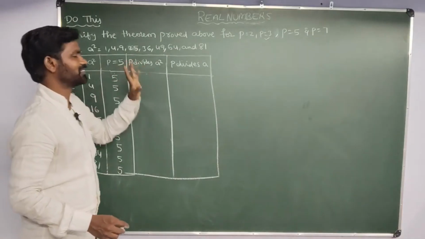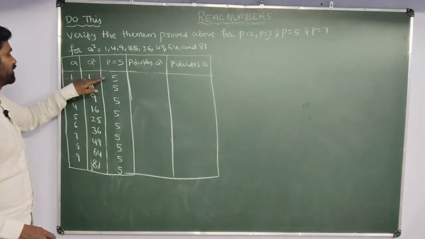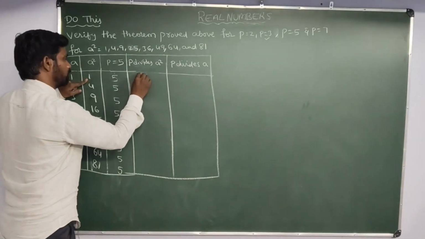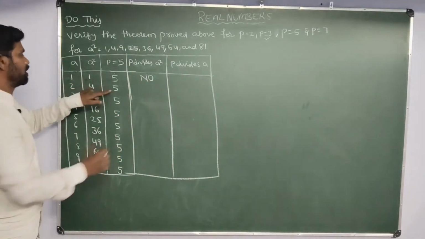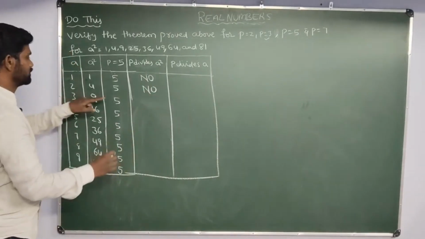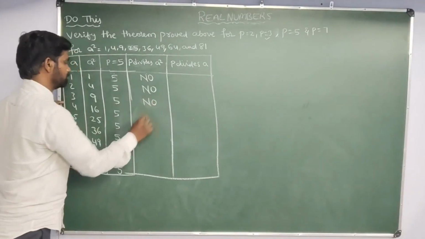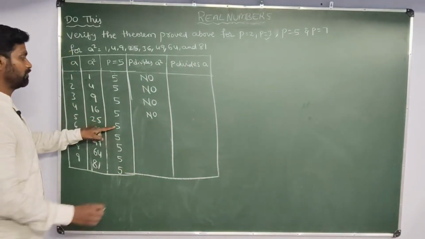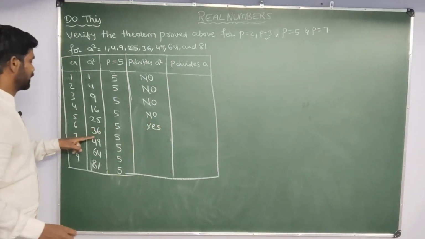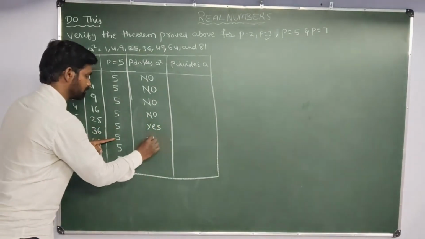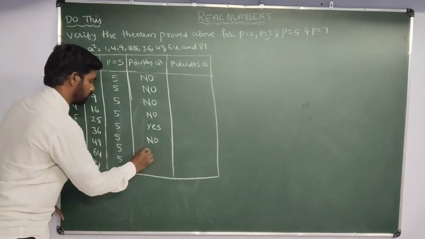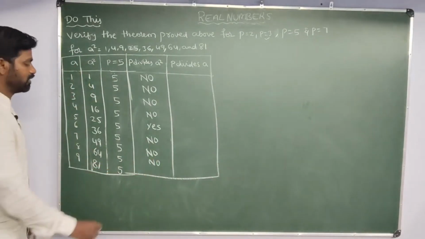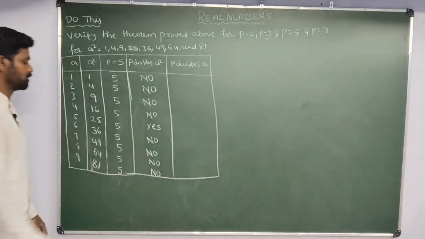So does P divide A square or not? Whether A square is divided by this P value, that is 5. Is 1 divided by 5? No, it is not divided by 5. 4 is not divided by 5. 9 is also not divided by 5. 16 is also not divided by 5. 25 is divided by 5. Yes, 5 divides 25. Is 36 divided by 5? No. Is 49 divided by 5? No. Is 64 divided by 5? No. And next, 81 is divided by 5? That also is not divisible by 5.